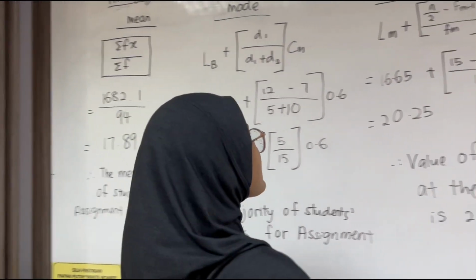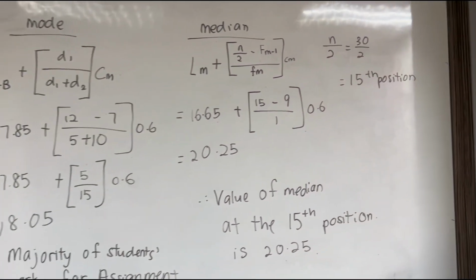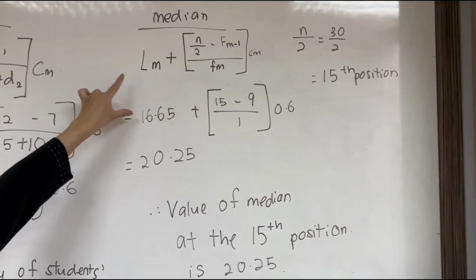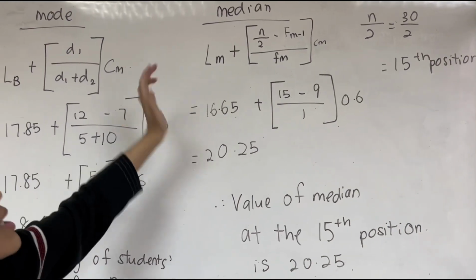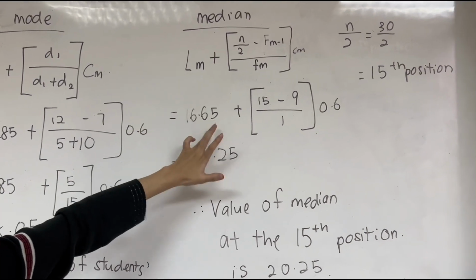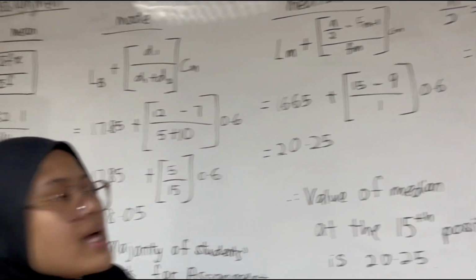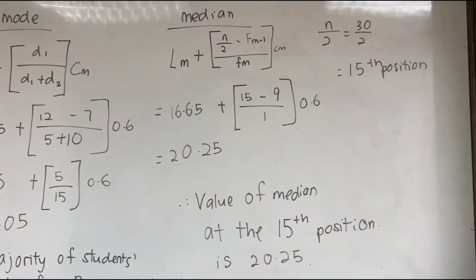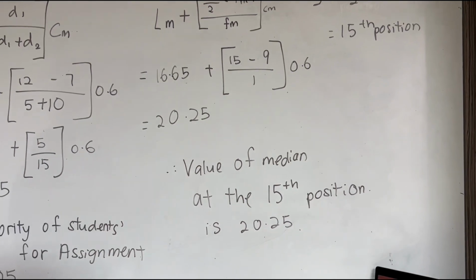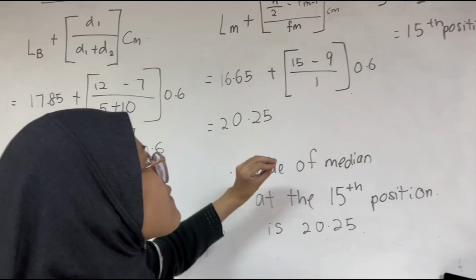Okay, last one is median. So we will use this formula, and then 16.65 plus 15 minus 9 over 1, and we will times by 0.6 to 0.25. But don't forget how we will get the 50th position.